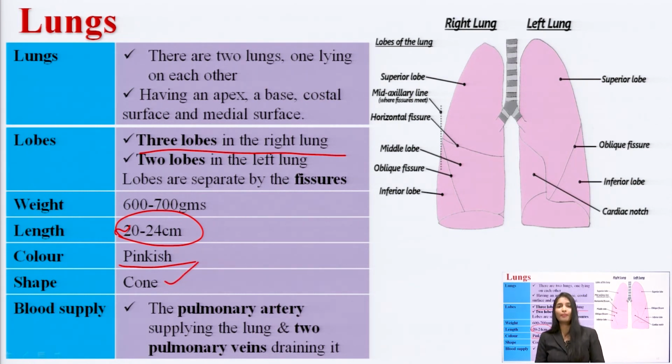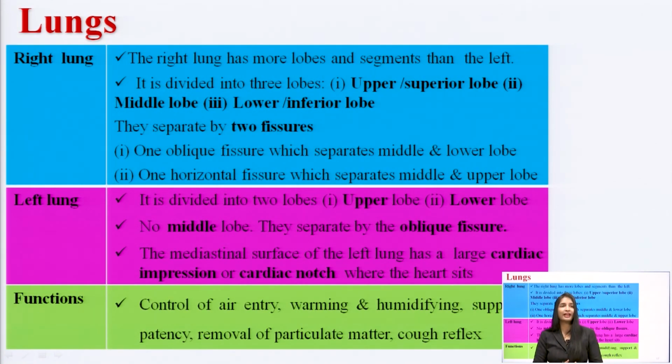And what is the blood supply? You can see here the pulmonary artery supplying the lung, and the 2 pulmonary veins draining the lungs. Next we will see the right lung and left lung and the main functions of the lung. The right lung has more lobes. Why do we say the right lung has more lobes? It consists of 3 lobes, while the left lung has 2 lobes.